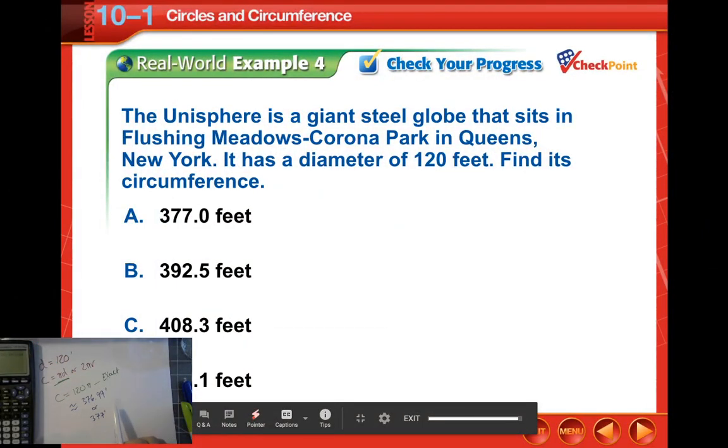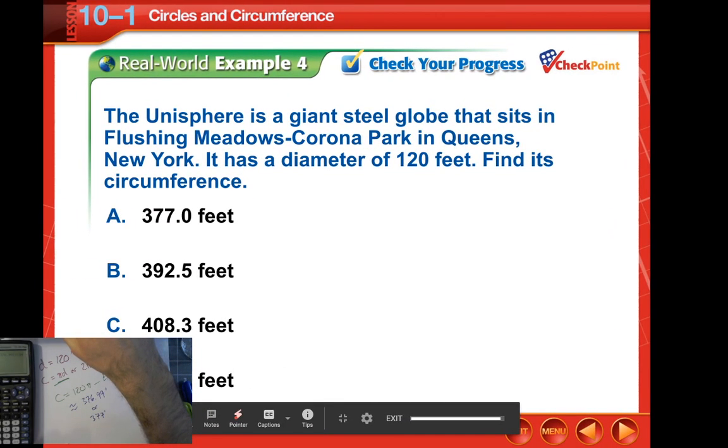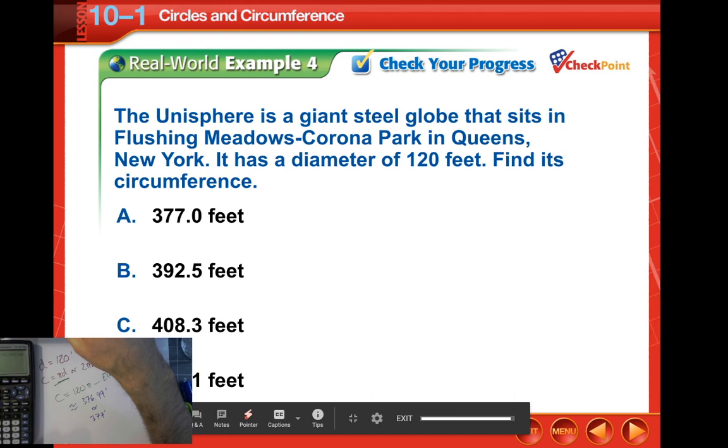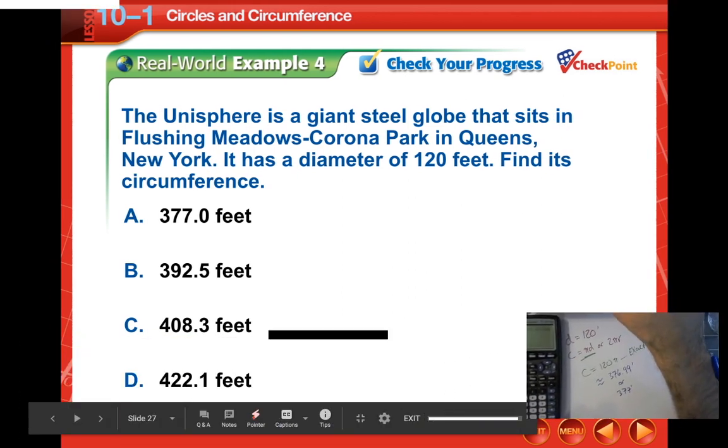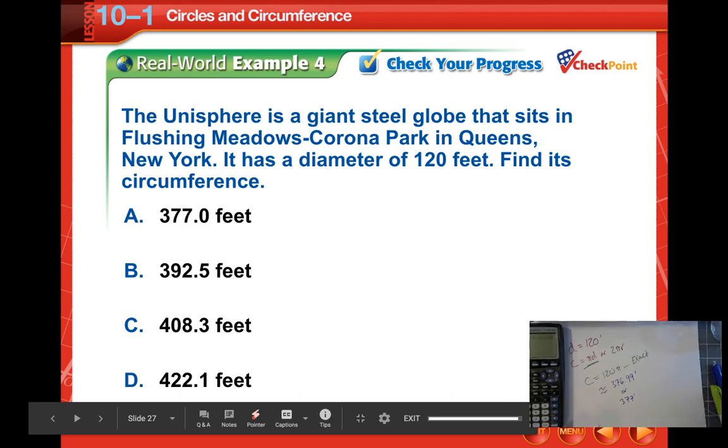We have 377.0, 392.5, 408.3, 422.1. Let me move the other piece over here. We got 377.0. And great, it turned out to work out.